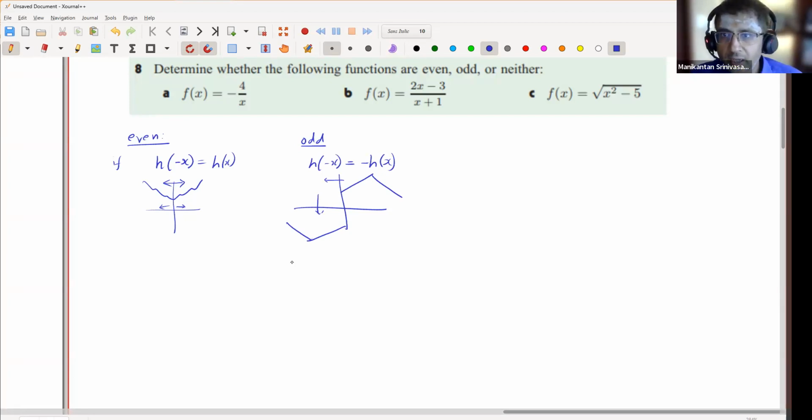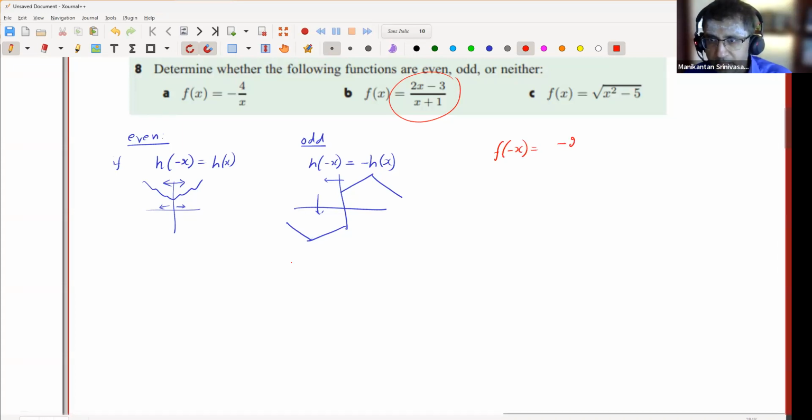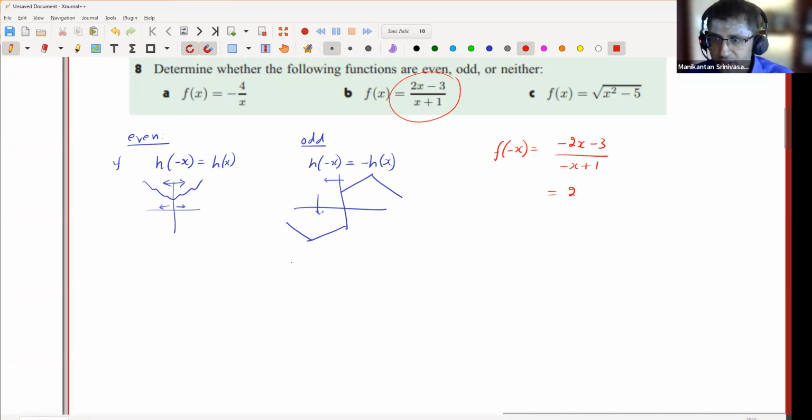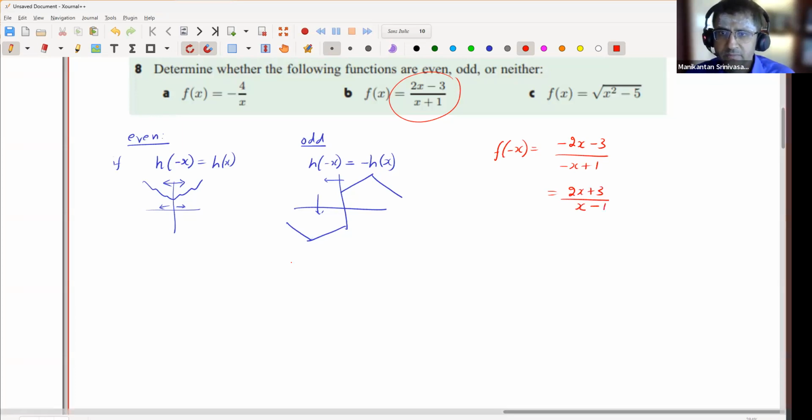Okay, so let's try this one. Determine whether the function is odd or even or neither. So f of x is already given. What do we want to test? We want to look at f of minus x. So f of minus x is 2 times minus x, minus 3 upon minus x plus 1, which is 2x plus 3 upon x minus 1, if I have to rewrite it. Now, if you compare this versus this, it is neither the same as what's given, nor is it the negative of what's given. So it's neither odd nor even.